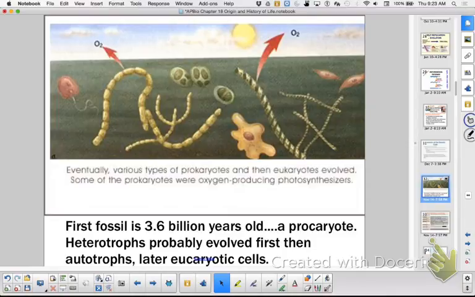Okay, so the first fossil, after what we worked our way through as far as the origin of the earth, when we have this whole process from forming our organic molecules to building our monomers, to building our polymers, to building our first early cell, to building our self-replicating cell with the genetic code, we have 1 billion years to do that. And the first fossil is about 3.6 billion years old, probably prokaryotic. And probably heterotrophs evolved first, then autotrophs, and then later eukaryotes.